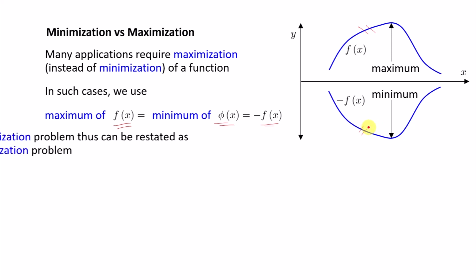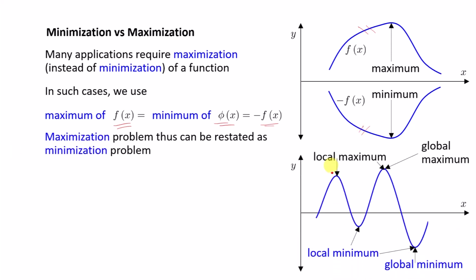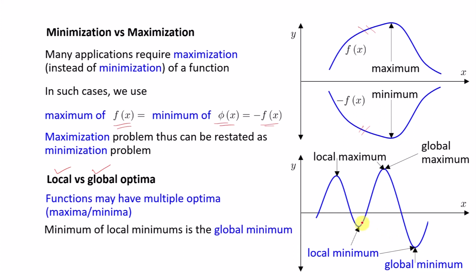The second issue in optimization is that a function may have multiple minima, multiple maxima. So that is where this idea of local versus global comes. So here in this function, you can see this is a local maximum and this is global. Here I have this local minimum, here it is global. So functions usually may have multiple maxima, minima, and the minimum of local minimums, that is the global minimum.